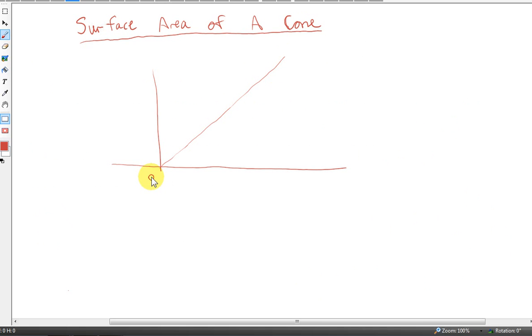So here we have a straight line going through the origin. We want h to be the height of the cone. This distance here will be the radius of the cone. When we rotate this segment here around the x-axis, the slant height of the cone is normally called L, and we can see that L, r and h are linked by Pythagoras' theorem.